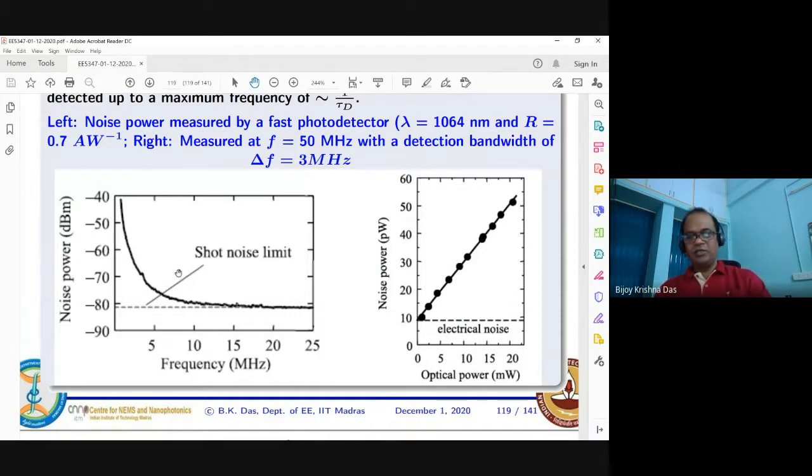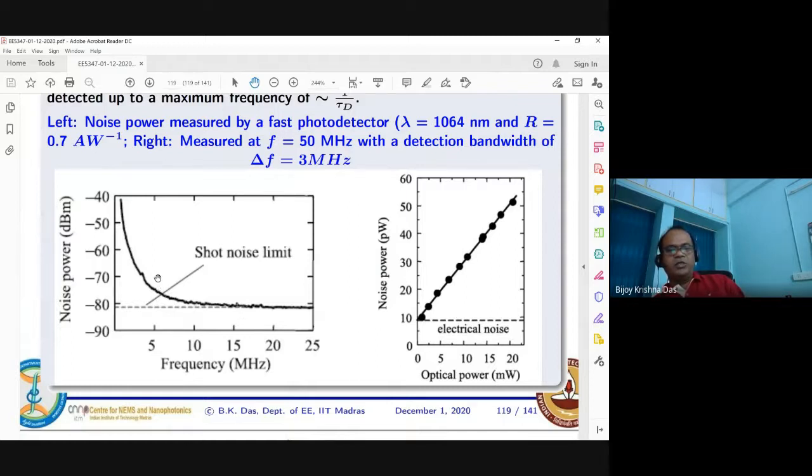In that case, you see up to 15 megahertz. Initially it is 1 by f, and Johnson noise, etc. is there, and then you are reaching a limit. Since your photodetector can be very fast, here it is shown that beyond a certain limit it could be just constant. It is shown up to 25 megahertz only, but beyond that also it can be flat if it is a fast photodetector.